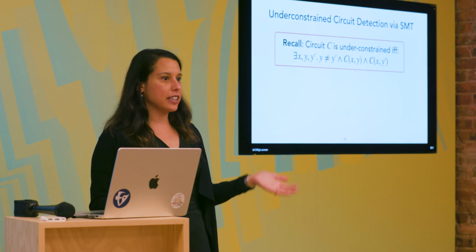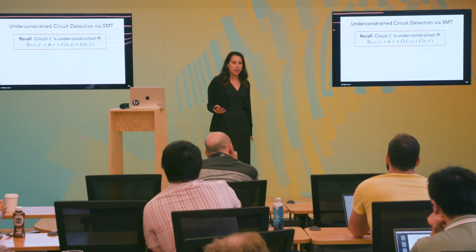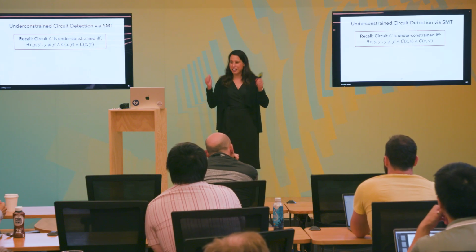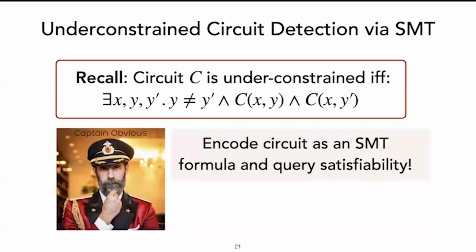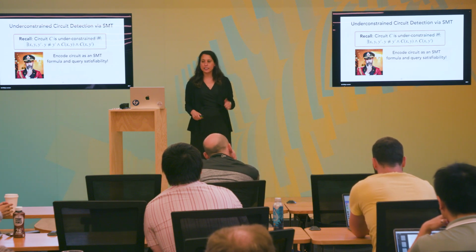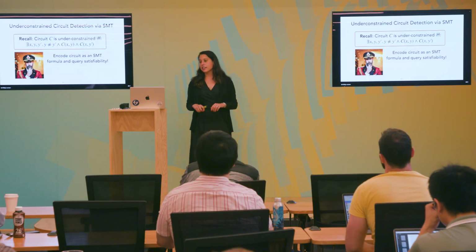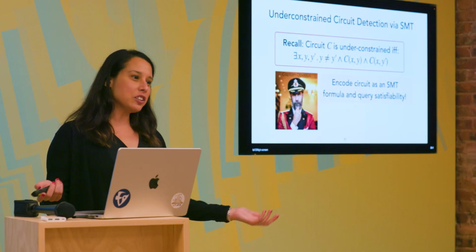Now this immediately suggests a very obvious way of solving the problem. As many of you who have talked to formal methods people know, we love SMT solvers, right? We love automated theorem provers. So what we can do is take your circuit C and encode it as an SMT formula, for example in the theory of integers or the theory of finite fields. You give this formula to the SMT solver, and if it says the formula is sat, that means your circuit is under constrained. If it says it's not sat, then it's properly constrained, or not under constrained.